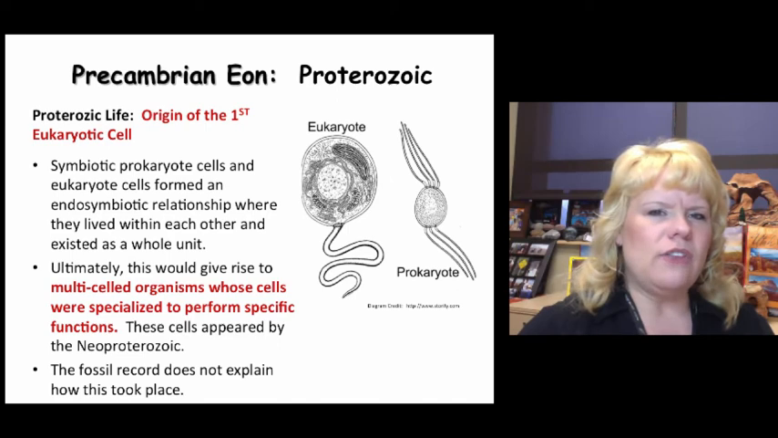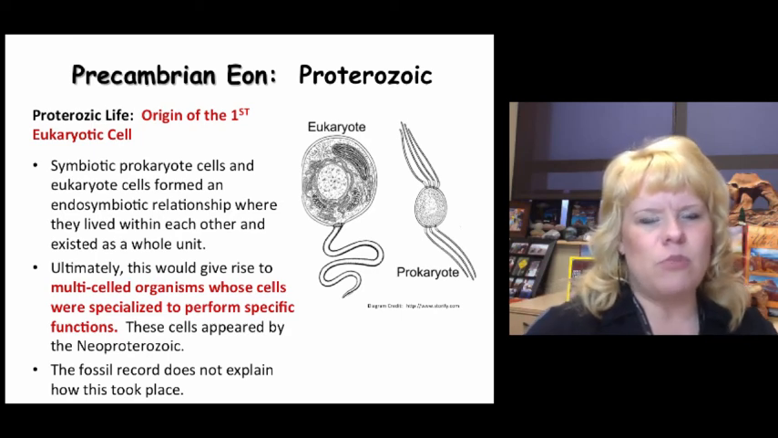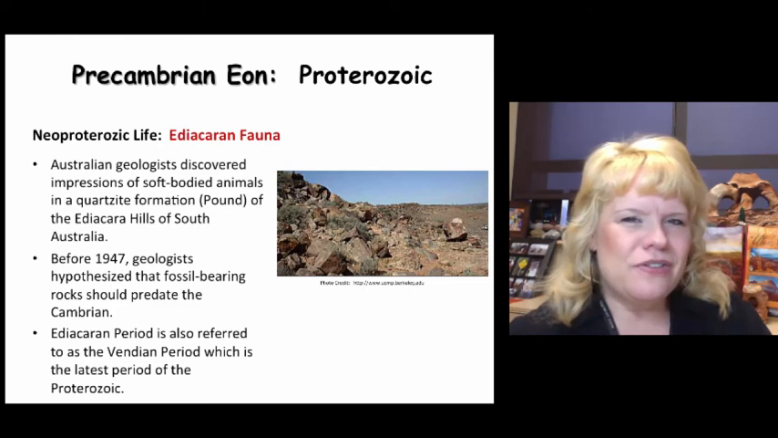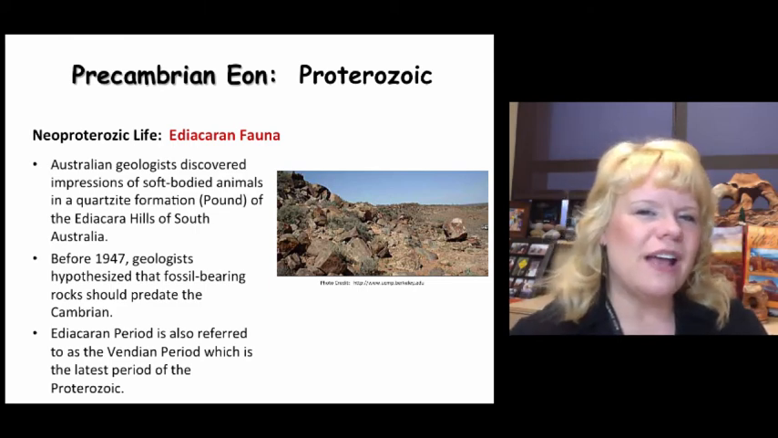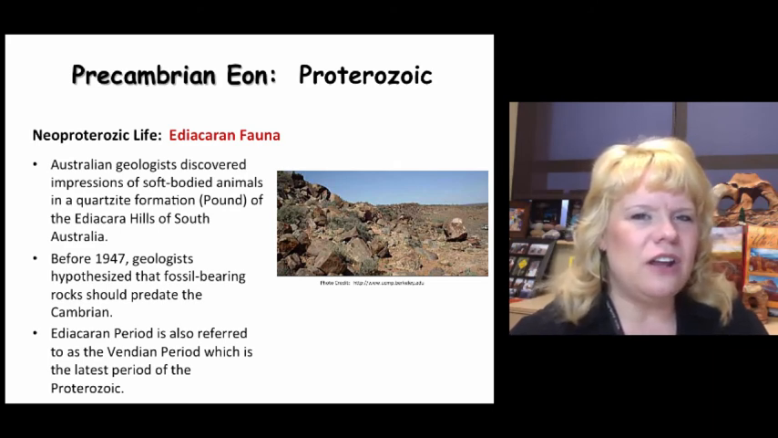So we're going to look at some of those organisms that appear in the rock record in the Neoproterozoic that represent this important change that is going to occur in the Proterozoic. The best evidence is found in Ediacaran fauna. Ediacara is a place in southern Australia.